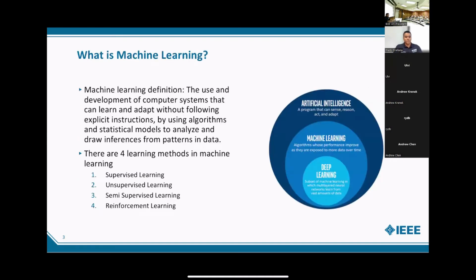So what is machine learning? I just pulled up this definition from the dictionary, and it's defined as the use and development of computer systems that can learn and adapt without following explicit instructions by using algorithms and statistical models to analyze and draw inferences from patterns and data. So I just thought I'd include that. Let me say what that means, which is that it's just algorithms that are being optimized to fulfill a specific task.